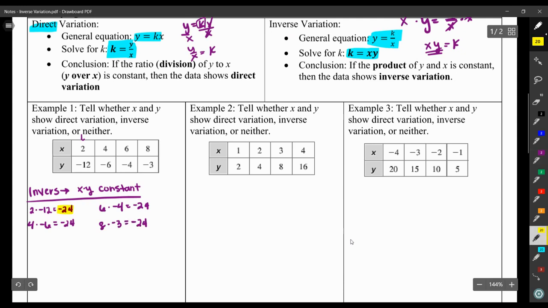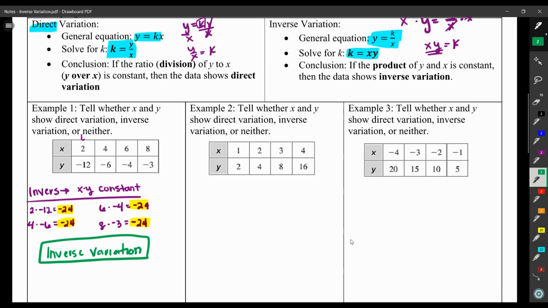Because we had the same number throughout, all of the x's and y's being multiplied together, that means this is in fact inverse variation. If we had a different number along the way, then it would not have been an inverse variation.